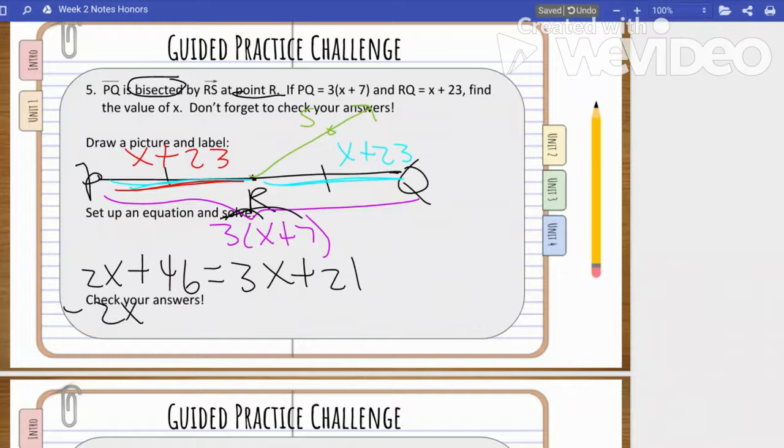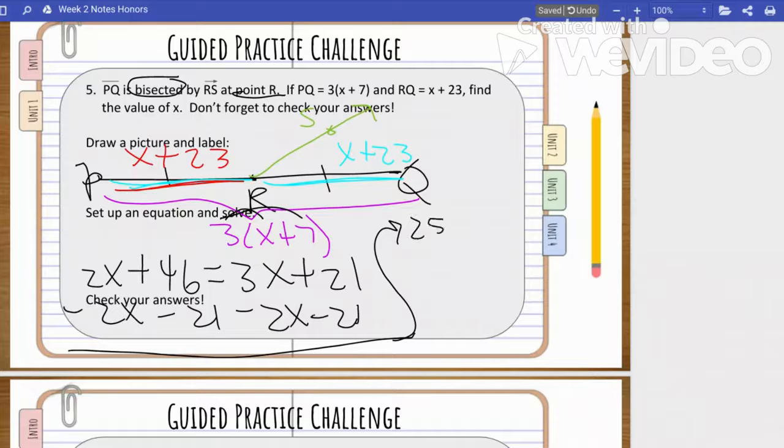Subtract 2x from both sides. Gonna subtract 21 over here. We're going to get 46 minus 21 is 25 equals, over here we have x. Double check our answer. We're going to plug 25 in. What's 25 plus 23? It's going to be 48. So PR to Q is also going to equal 48.